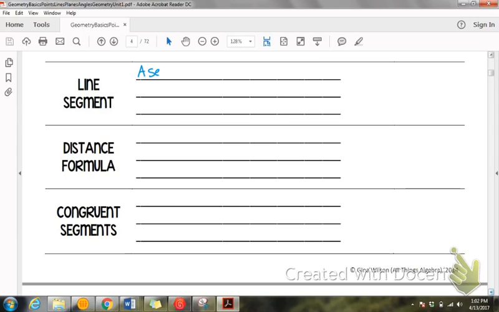It's a section of a line that can be measured. We name it with two endpoints or with two capital letters.